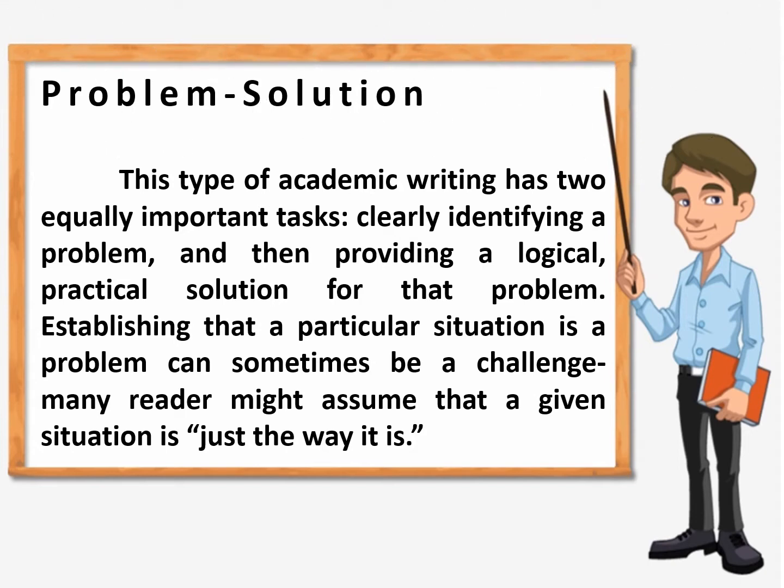Problem and solution. This type of academic writing has two equally important tasks: clearly identifying a problem and then providing a logical, practical solution for that problem. Establishing that a particular situation is a problem can sometimes be challenging, as many readers might assume that a given situation is just the way it is.